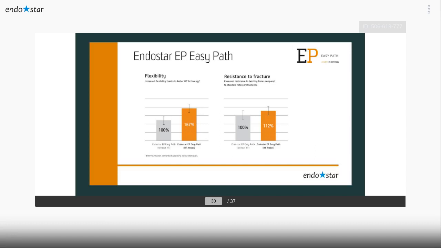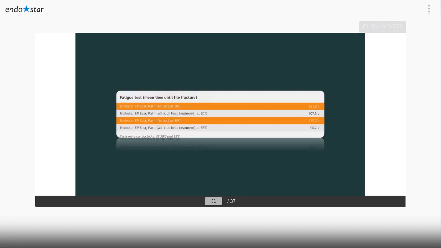This is to summarize all the features of the new EP files by Endostar. It's got a safe tip, it's got a modified S cross section, which we spoke about, the Amber technology, the decreasing taper, and the massive core.